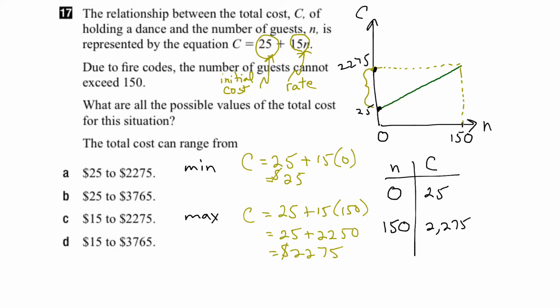So our range of all possible values for cost is from 25 to 2,275, and if we look down our list of options here, we can see that A is the right answer.